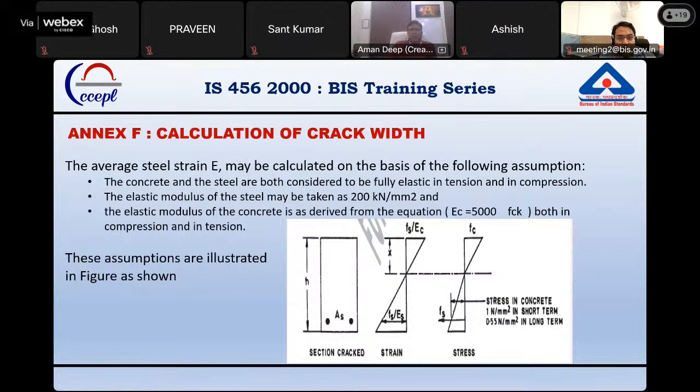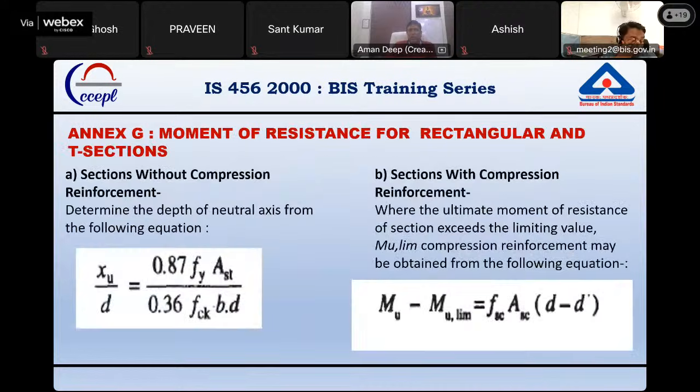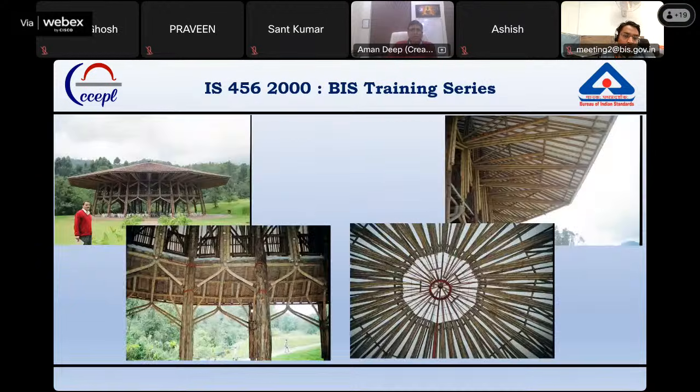Annexure F, again, gives the detailed basics of how we calculate the crack width. Then simple formulas are given, based on the concrete stress-strain curve, for how we should calculate the XU, the effective depth of neutral axis, and how we can calculate the moment of resistance for RCC structures.